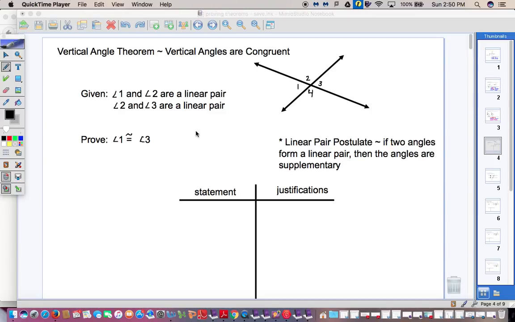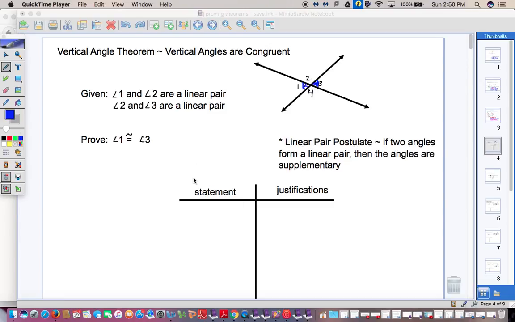Okay, right now we're going to prove the vertical angle theorem. The vertical angle theorem states that vertical angles are congruent. So we are given that angle 1 and angle 2 are a linear pair, and angle 2 and angle 3 are a linear pair. Okay, and what we're trying to prove is that angle 1 is congruent to angle 3. So we're trying to prove that this angle here is congruent to this angle here. So that's what we're proving here.